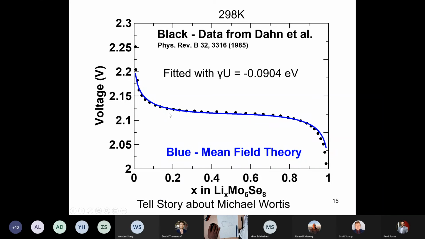So sure enough, if you do incredibly careful measurements, which were made on the black data points, and then you fit to the theory that we've just developed with an attractive interaction of minus 0.0904 electron volts, it fits really, incredibly well. And this is published in this particular paper.